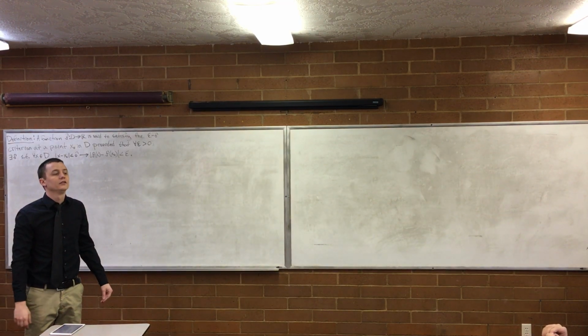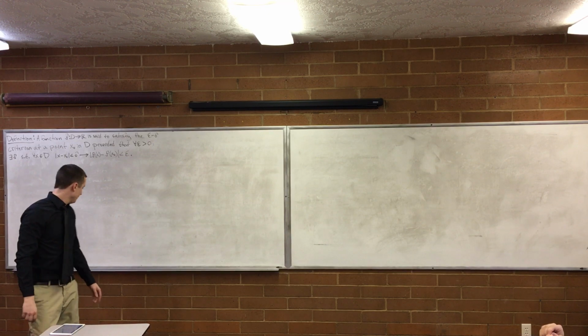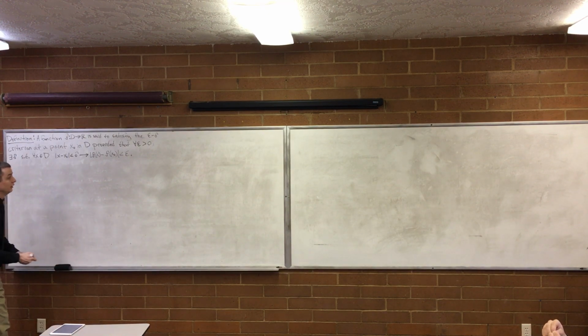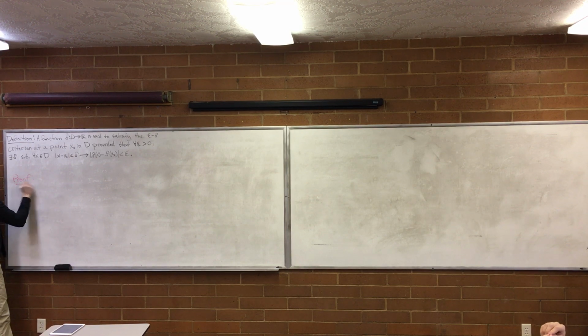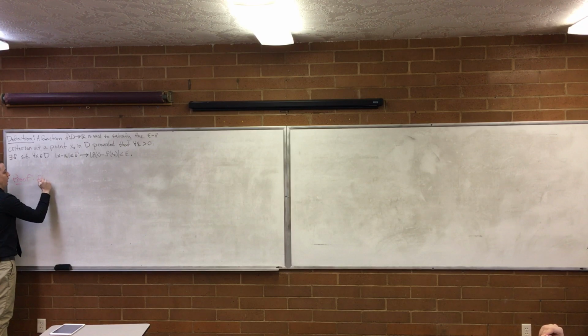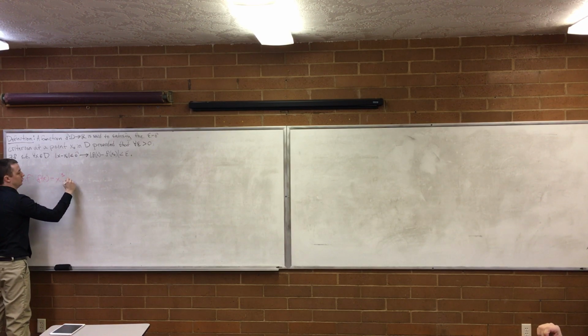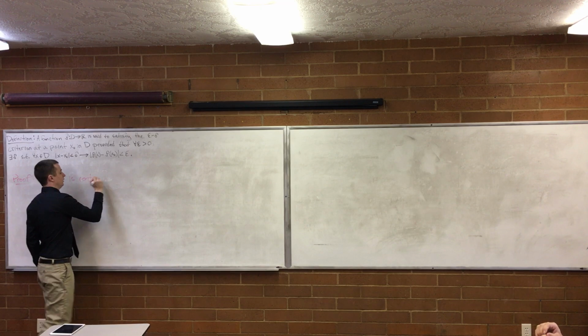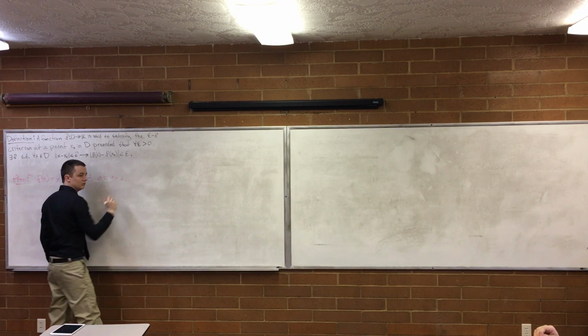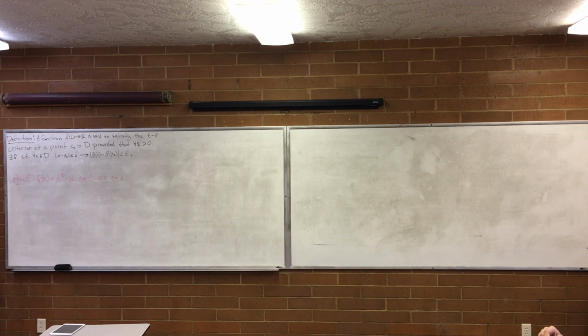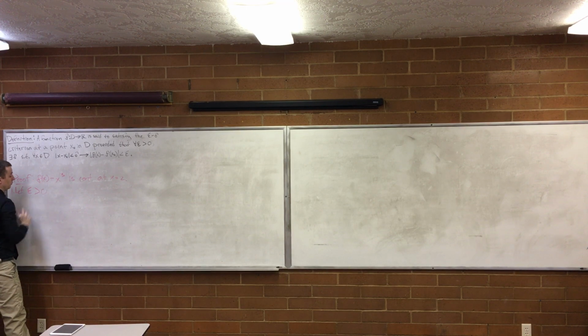Using that criterion, we did a proof that f of x equal to x cubed is continuous at x equal to 2. Okay, so we started out, we need to get our epsilon. Let epsilon be any number greater than 0.